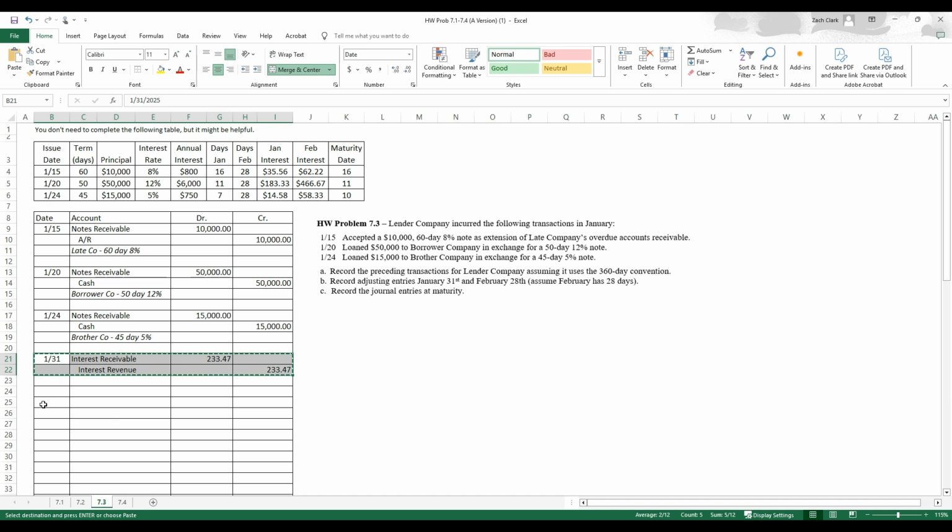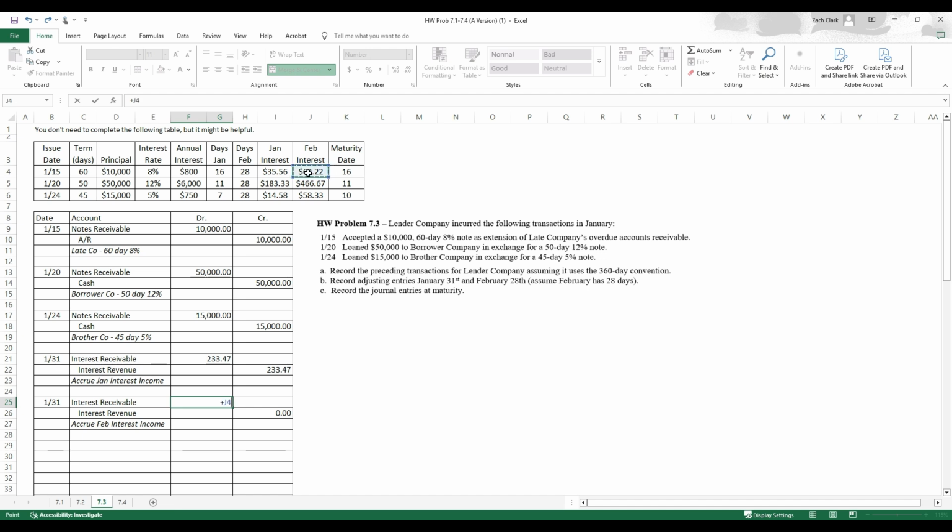And then I'm just going to copy this, or let's put an explanation in. We'll say accrue January interest income. Make that italics. Okay. This one, we're going to accrue February interest income. So similar deal, we're just going to add all these together. So that's the February amount of interest earned. And we're going to do that one on 2/28.